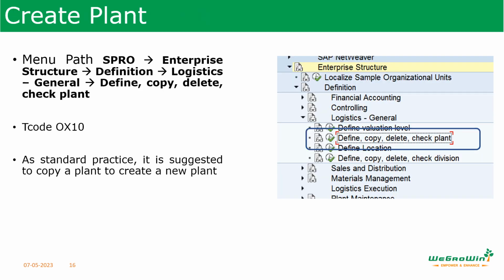A plant is created with a 4-character alphanumeric entry in the plant field. This is configured using the menu bar shown here or the transaction OX10. Again, it is recommended to create a new plant by copying an existing one and then making the required changes, like what we suggested for company code. Please note that this method copies all the dependent table entries into the customizing. Otherwise, we need to maintain those manually. That's a huge task, right? So it is better to copy from another plant.